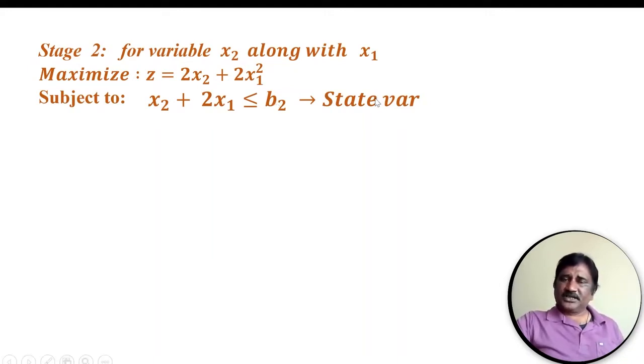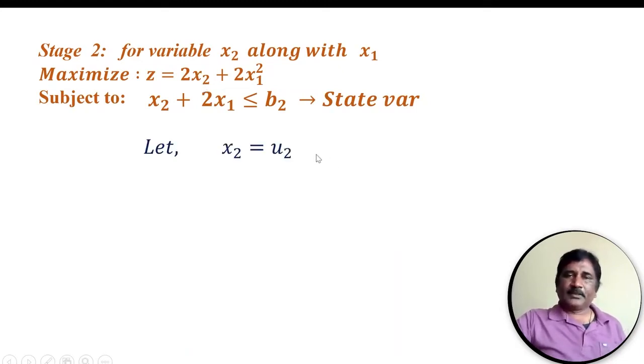So b2 is the state variable, and as soon as I have a state variable, I should look for what will be the variable for the alternative, and the alternative in this case is to be taken for variable x2. Okay, so let x2 be u2, right? And as soon as I take u2 for x2, what remains for the previous stage? For x2 I have taken u2, so this is my previous stage. For the previous stage, what remains is b2 minus u2.